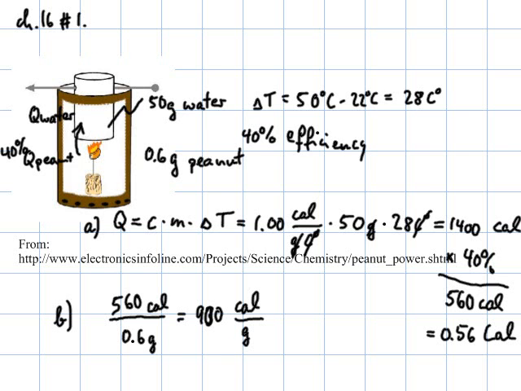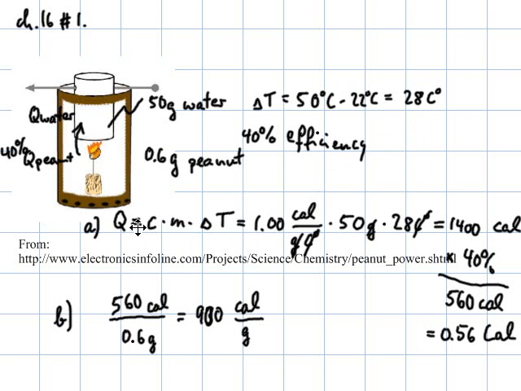Okay. So, what I have here is 50 grams of water. There's a 0.6 gram peanut that is burning, putting heat into the water, and it says that the amount of heat it puts in is actually only 40% efficient, which means the other 60% are given off to the air or are not reaching the water by other means. That's what's written here, 40% efficiency. These are temperatures of the water, 50 degrees Celsius when it's warm and 22 degrees Celsius when it starts, which means the temperature difference is 28 Celsius degrees.